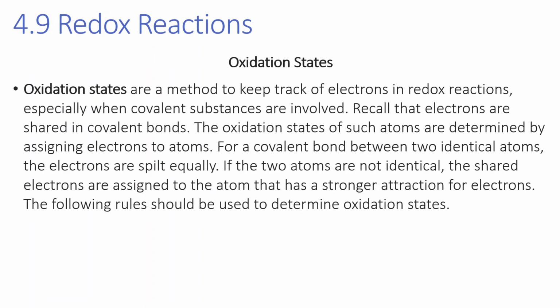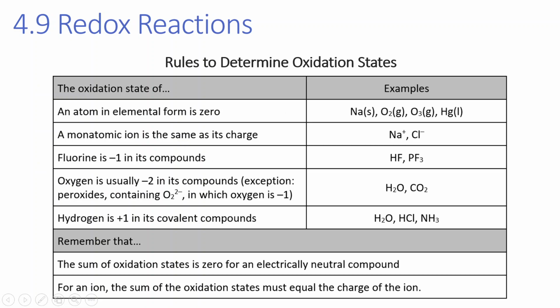Oxidation states are essentially just a method to keep track of electrons in redox reactions, especially when we have covalent substances involved. Remember that in covalent bonds, electrons are shared. The oxidation states of such atoms are determined by assigning electrons to atoms. For a covalent bond between two atoms, the electrons are split equally. If the two atoms are not identical, the shared electrons are assigned to the atom that has a stronger attraction for electrons. This is all summed up with these rules here.